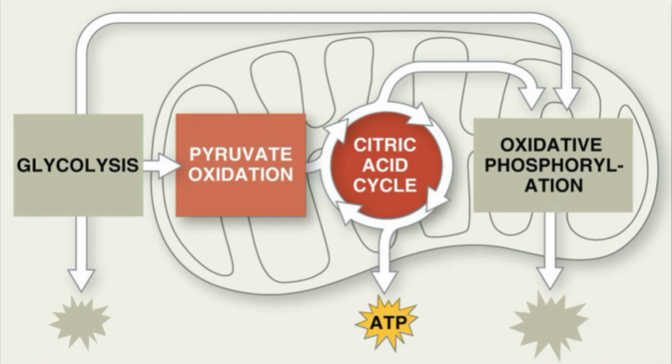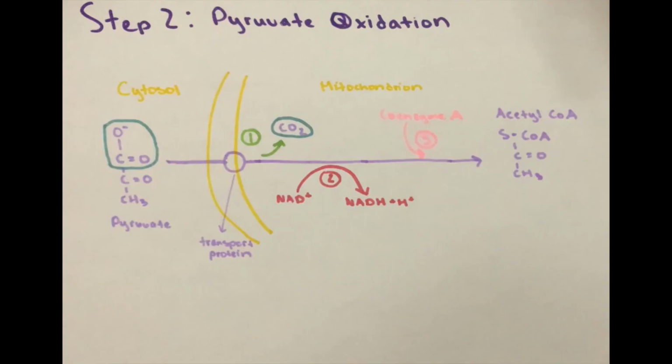Step 2. Pyruvate oxidation. Pyruvate oxidation links glycolysis and the Krebs cycle. Pyruvate is first converted to a compound called acetyl coenzyme A before entering the mitochondria via active transport. The linking process links glycolysis and the citric acid cycle. It is carried out by a multi-enzyme complex that catalyzes 3 reactions.